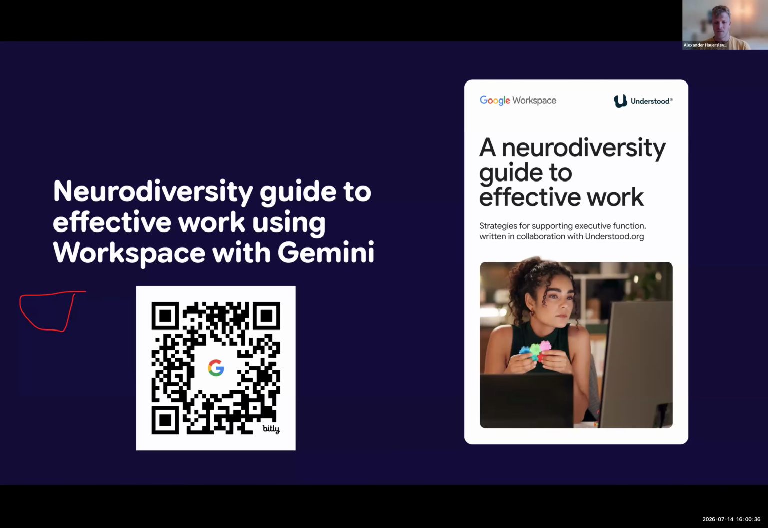It's about 30 pages long and contains tons of tips and tricks that can be very helpful for people who are neurodiverse. It's a collaboration between the Workspace team at Google and an organization called Understood.org, which is an organization that is providing support to people with learning differences. And this guide is especially designed to help everyone who has thinking or learning differences that are using Google Workspace with Gemini. Highly recommend scanning the QR code and grabbing that PDF. There's so many good tips and tricks in there.